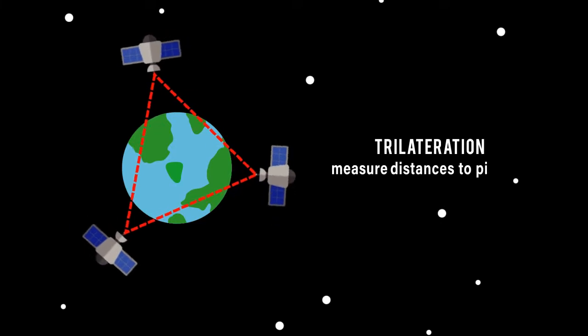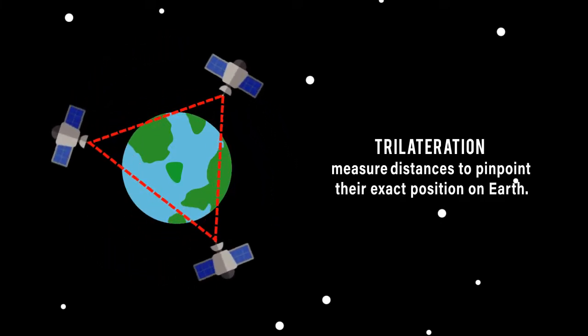For it to work, you need at least three satellites to determine the ground location of any object in the planet. The process of calculating the relative position using these satellites is called trilateration, or more commonly known as triangulation.